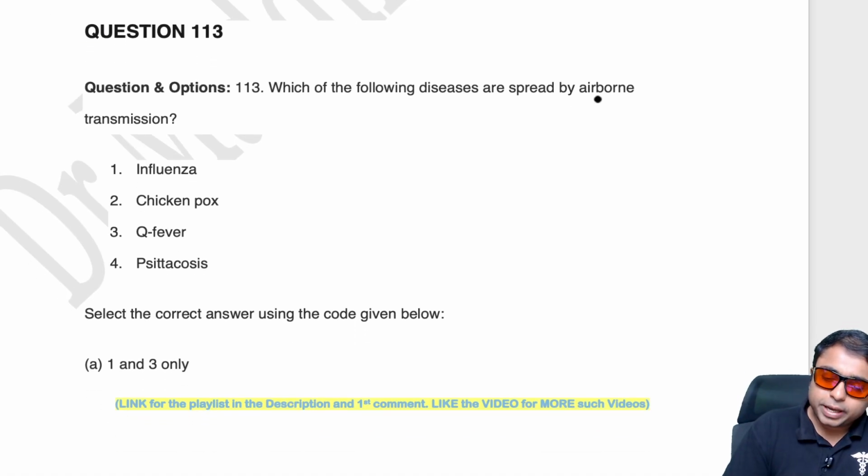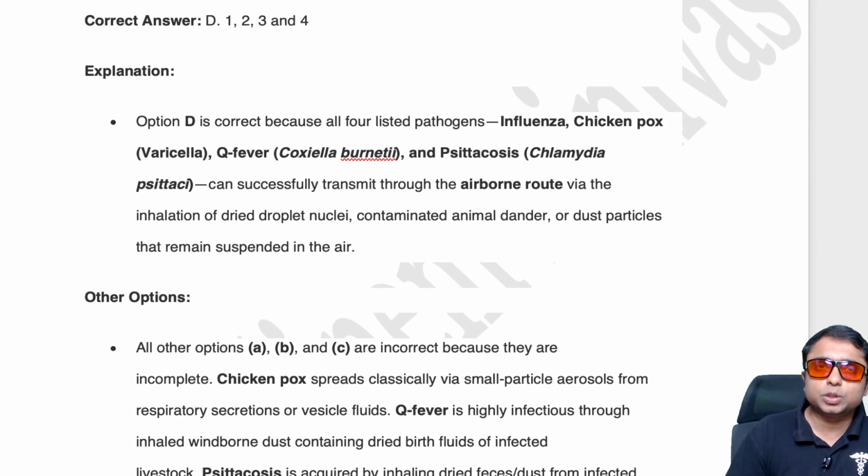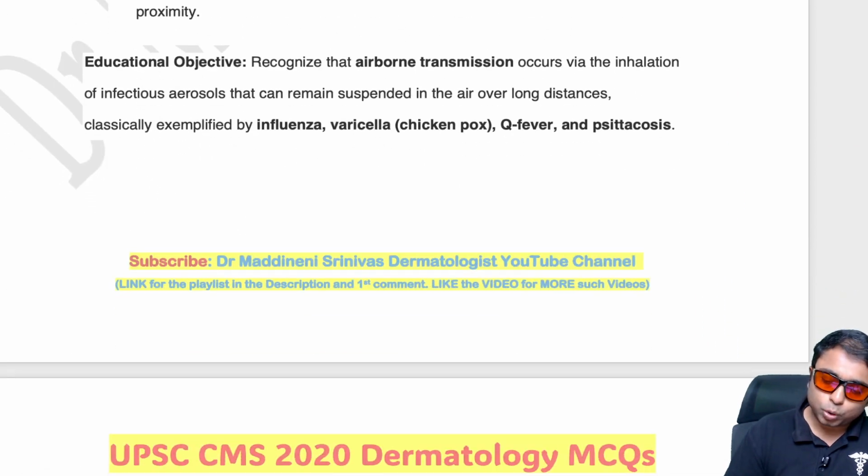Which of the following are spread by airborne transmission among the given options? Yes, it's going to be all of them: influenza, chickenpox, Q fever, psittacosis. All of them can be transmitted through the airborne route.